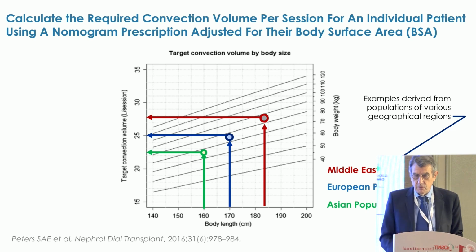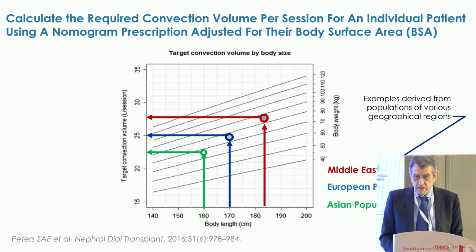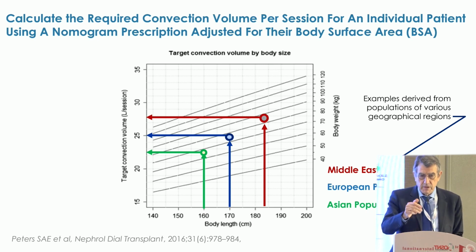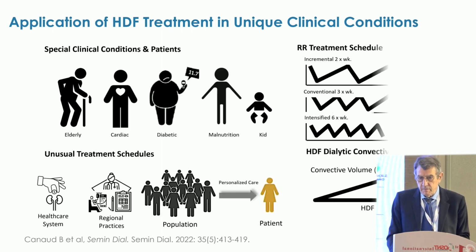So I put this nomogram just to explain. The blue line is the European population. On the right side, you get Middle East population. I take some example. And on the left side, you get Asian population. So you see that, of course, if you move to higher body weight or higher weights, you need to increase the volume. This is clear. But still, that give you some hint about this element.